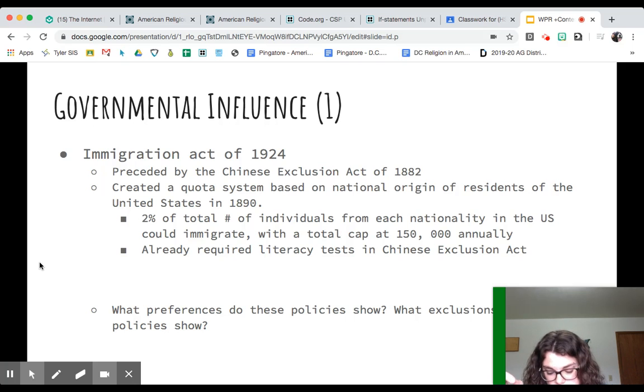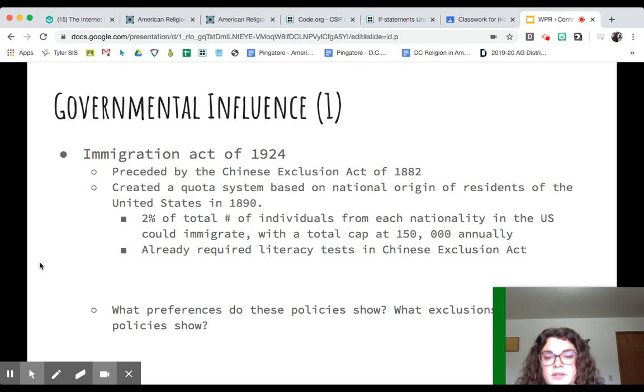The Immigration Act of 1924 is also known as the Johnson-Reed Act. It created a quota system for who could immigrate to the United States. And it used the population demographics of 1890 to determine how many and from where immigrants could come. And it worked like this. The quota system said that 2% of the total number of individuals from each nationality in the United States could immigrate, with a total cap at 150,000 every year.